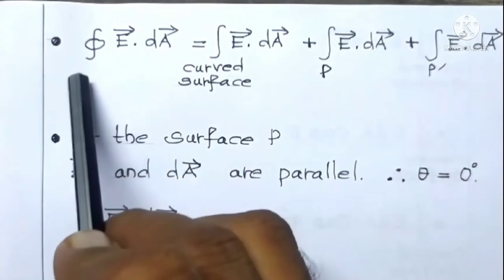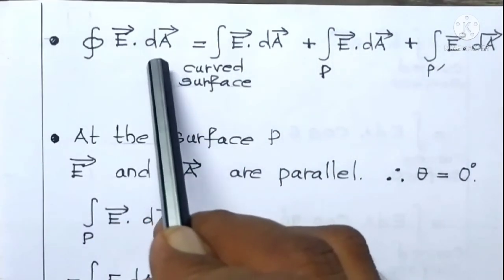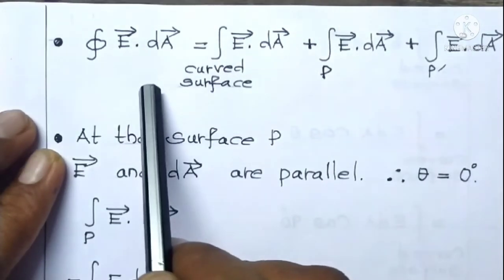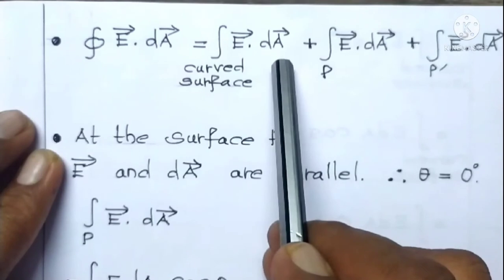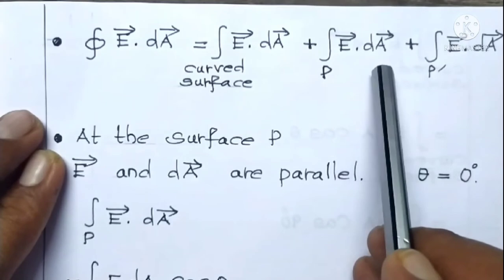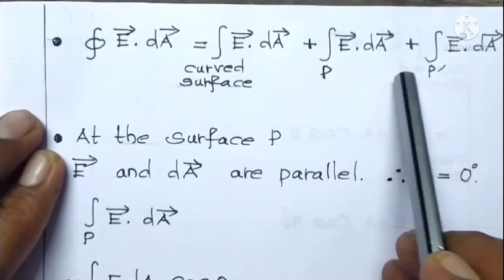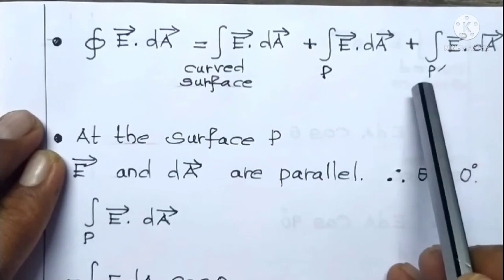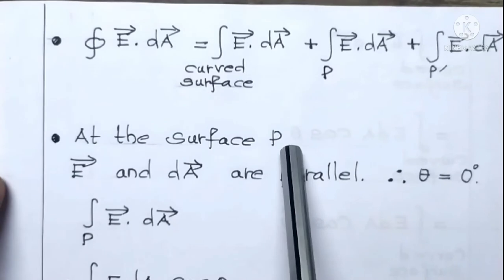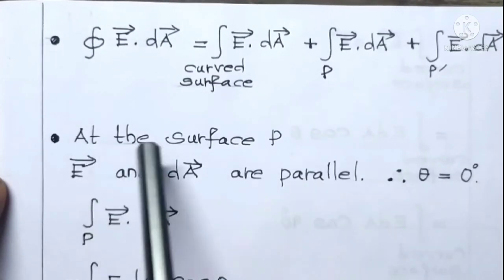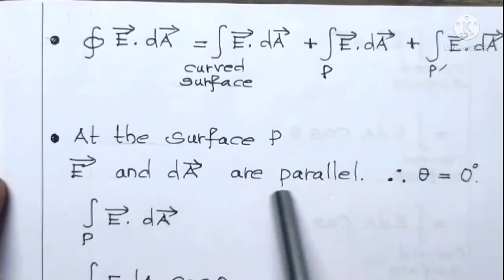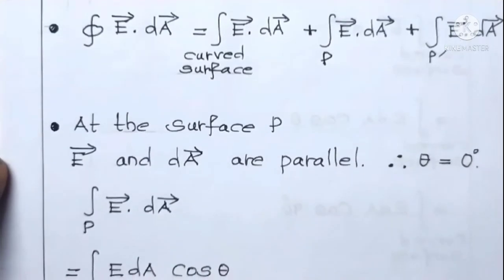Now, what is the surface integral of E vector dot dA vector? This is equal to the integration of E vector dot dA vector at the curved surface, plus the integration of E vector dot dA vector at the point P, plus the integration of E vector dot dA vector at the point P dash. Now let us calculate at the surface P. As we have already learned, at the surface P, E vector and dA vector are parallel, along the same direction. So theta is equal to 0 degree.